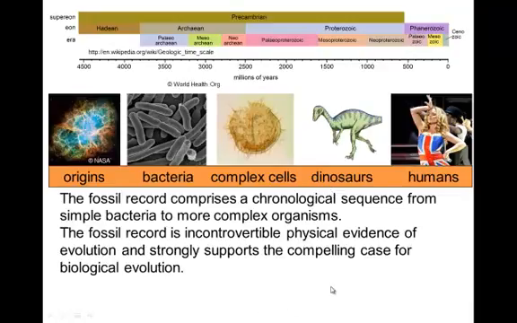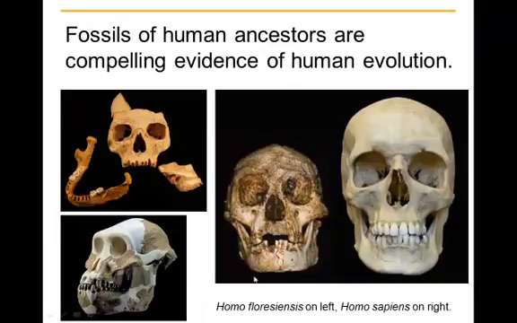But the fossil record really is a chronological sequence from very simple forms, from bacteria to more complex organisms through time. This is very strong physical evidence of evolution, and it really supports the compelling case for biological evolution. This shows some of the geological time scale up here. We're not going to memorize any of that terminology for this class.